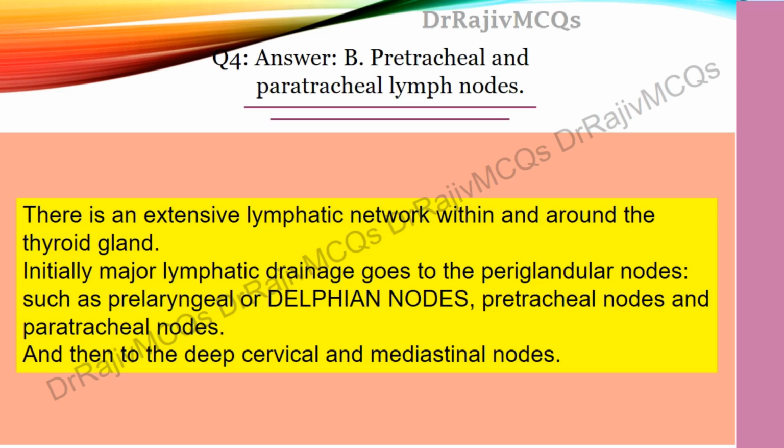The correct answer in question number 4 is option B. There is an extensive lymphatic network within and around the thyroid gland. Few lymphatics pass directly to the deep cervical nodes. However, initially major lymphatic drainage goes to the periglandular nodes such as prelaryngeal or Delphian nodes, pretracheal nodes and paratracheal nodes, and then to the deep cervical and mediastinal nodes.